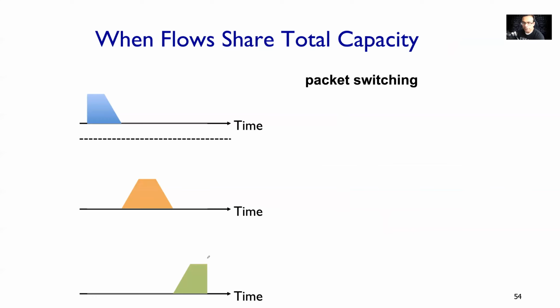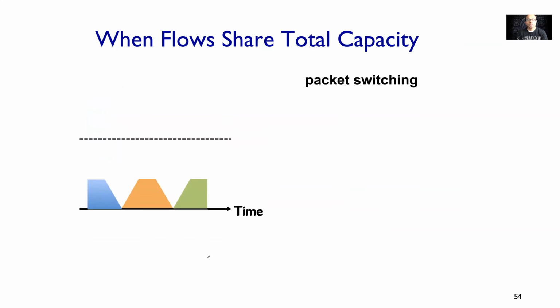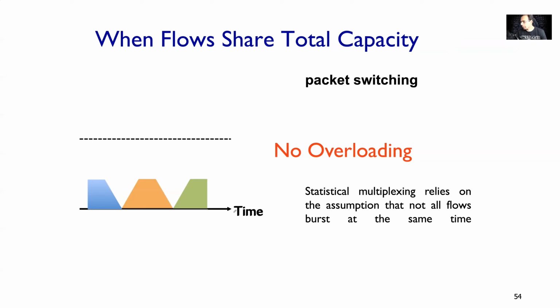Now, if we were to use packet switching, however, this is not going to be a problem. If you look at the bursts of packets and try to align them, you'll see that they are very nicely aligned, in that the first flow sends, then the second flow sends, and then the third flow sends. They're not actually sending at the same time. So there'll be no overloading, because you can easily fit this traffic on the outgoing link. This is what we mean by statistical multiplexing. It relies on the assumption that not all flows will send bursts at precisely the same time.